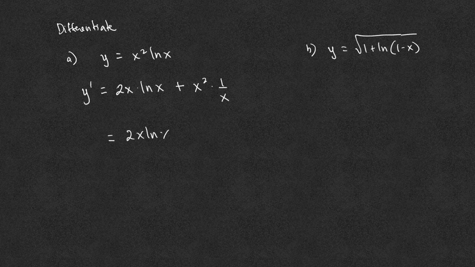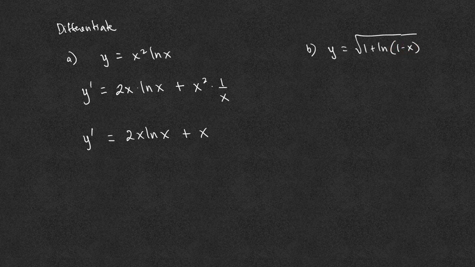2x ln of x plus x. This is y prime. B, y equals the square root of 1 plus ln of 1 minus x. This is the composite function with the outer function being the radical. The innermost function is 1 minus x.